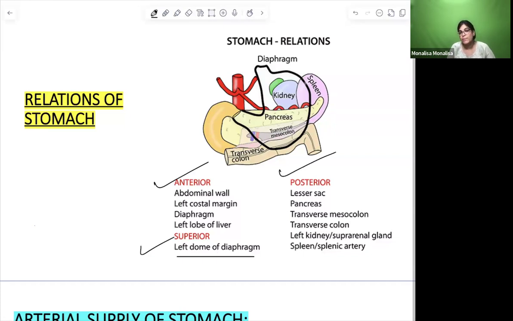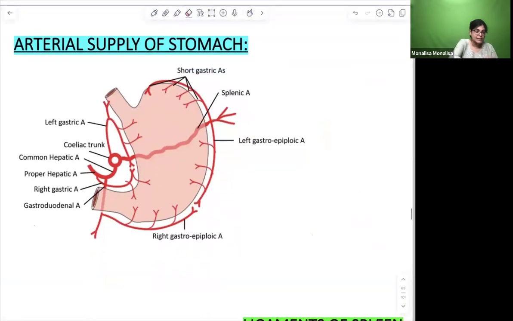Why is it called the stomach bed? The posterior relation is called the stomach bed because the stomach rests over many viscera, and it has been asked so many times in the examination. It rests over the lesser sac, pancreas, transverse colon, transverse mesocolon, kidney, suprarenal gland, spleen, and splenic artery. Very important. Now, arterial supply of the stomach.